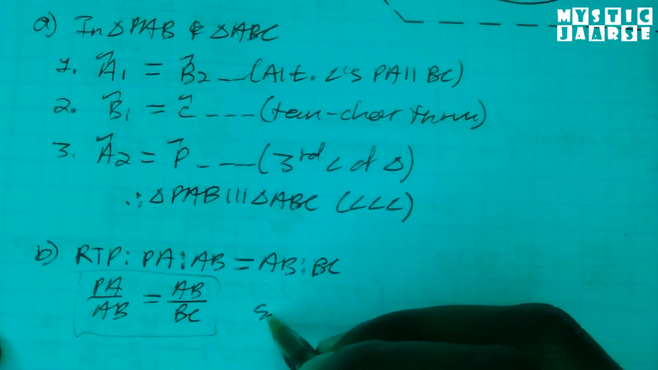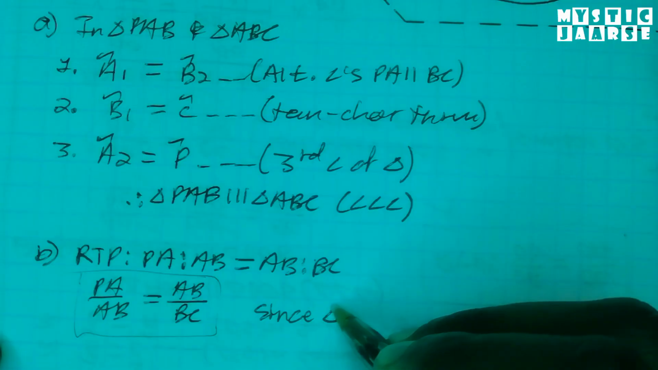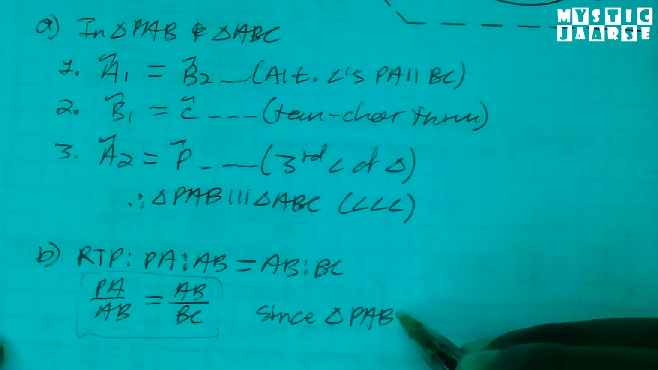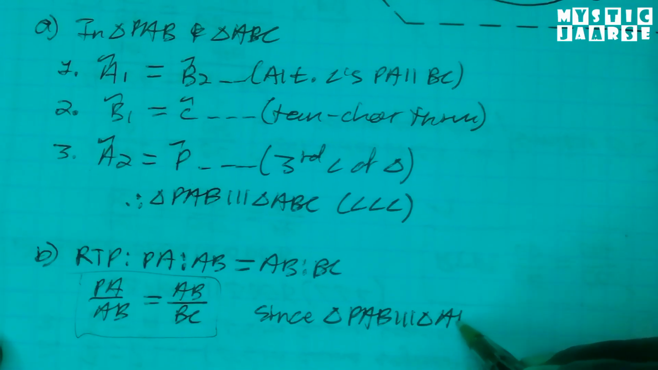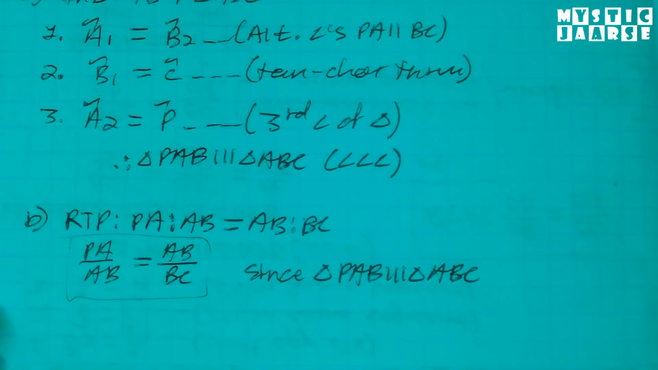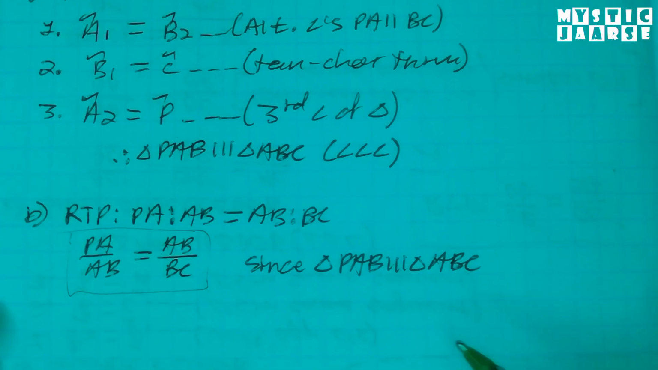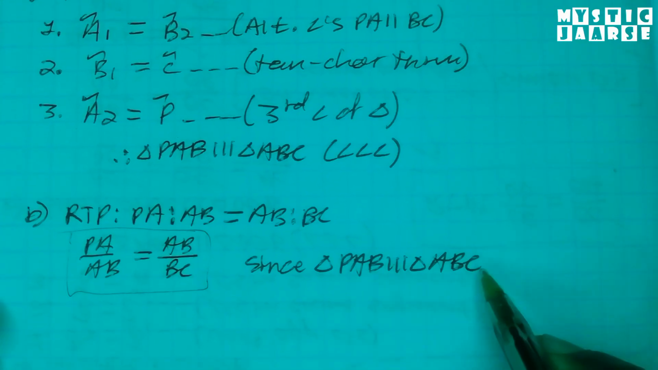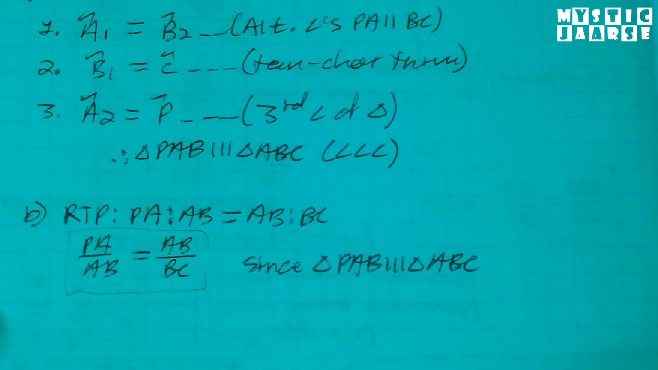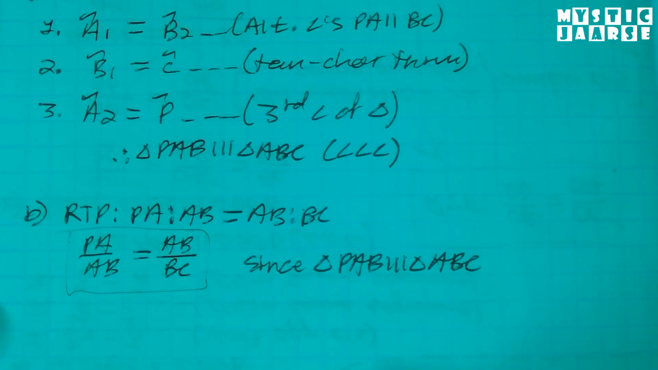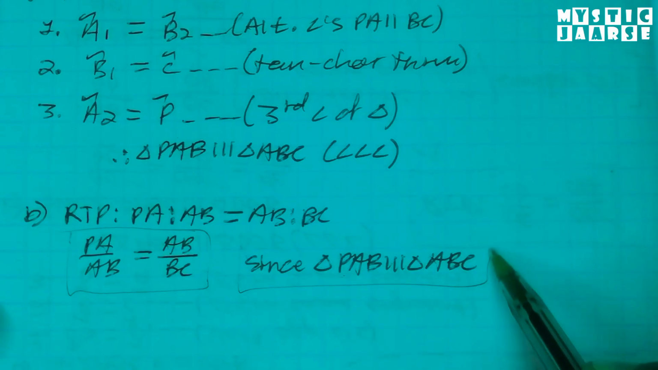So since triangle PAB is similar to triangle ABC, you know that when two triangles are similar to one another, their corresponding sides are in the same proportion. So we need to take out all of those corresponding sides of our triangles from this statement.